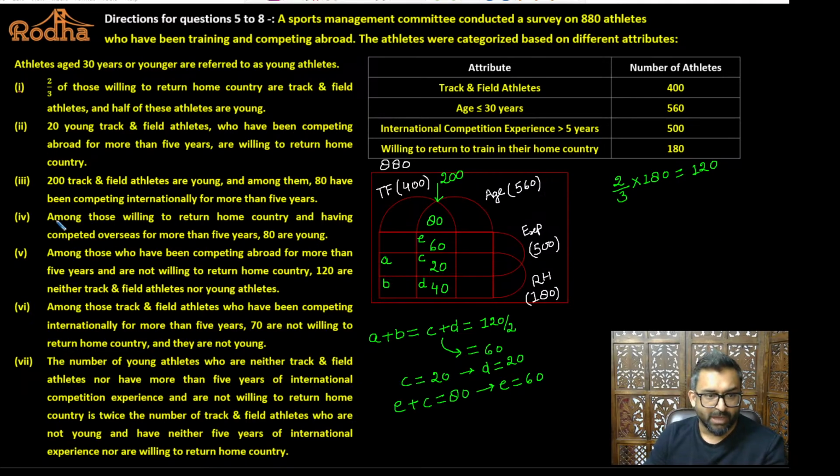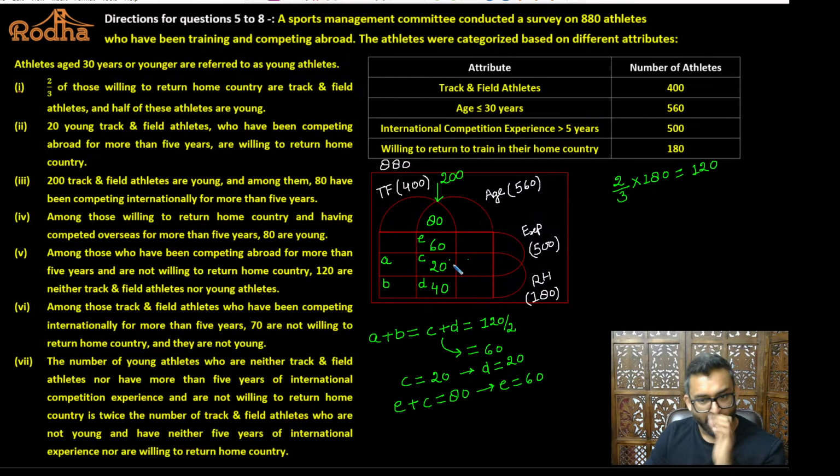ठीक है. So among those willing to return to the home country and having competed overseas for more than 5 years, that means this portion they are talking about. This entire block, this and this. Those who are willing to return to home country and have been working for more than 5 years abroad. This common portion. 80 are young. And 80 are young का मतलब क्या होता है? इनमें से मुझे young भी लेना है, मतलब this plus this is again 80.